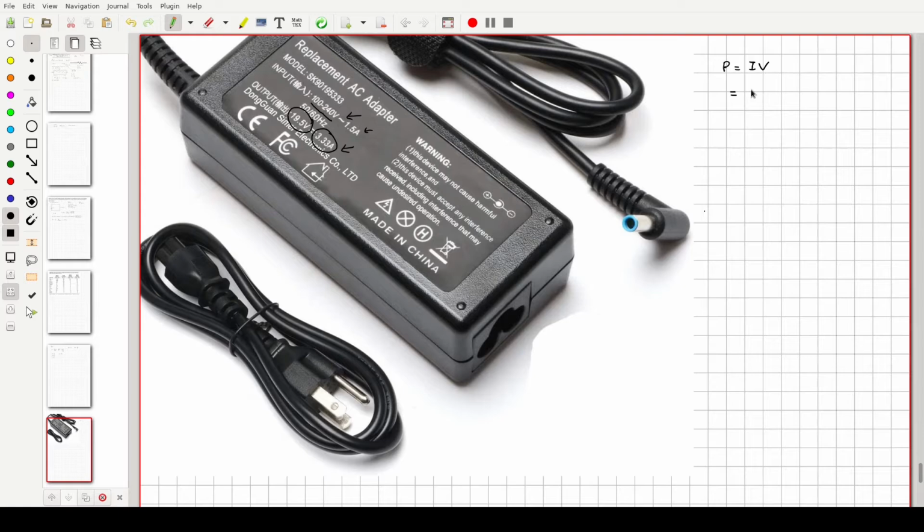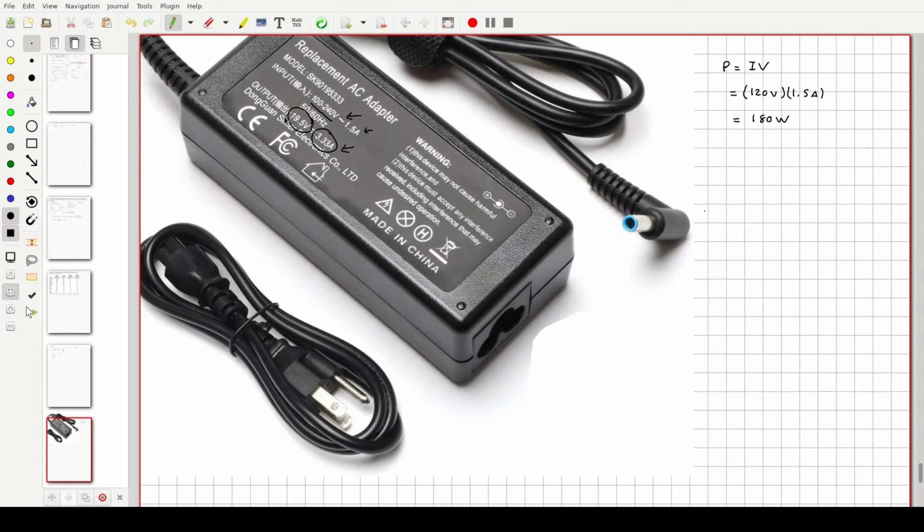And in the United States, your wall outlet delivers 120 volts of electrical voltage. My I would be 1.5 amps. So from a power standpoint, this is 120 times 1.5, so it's 180 watts. Okay?